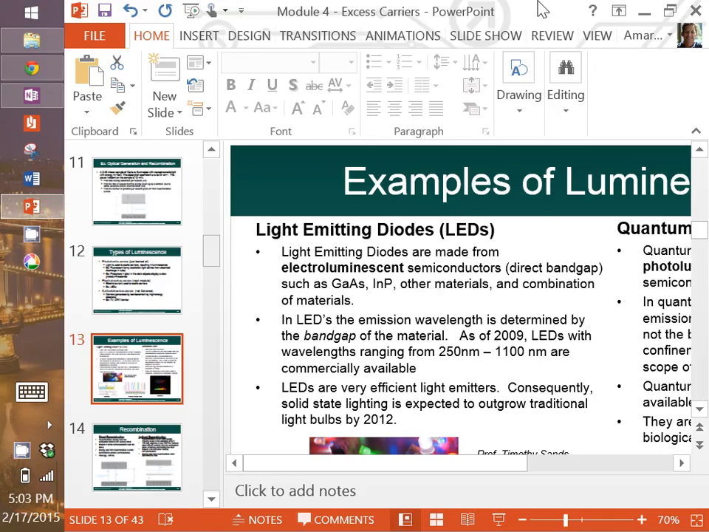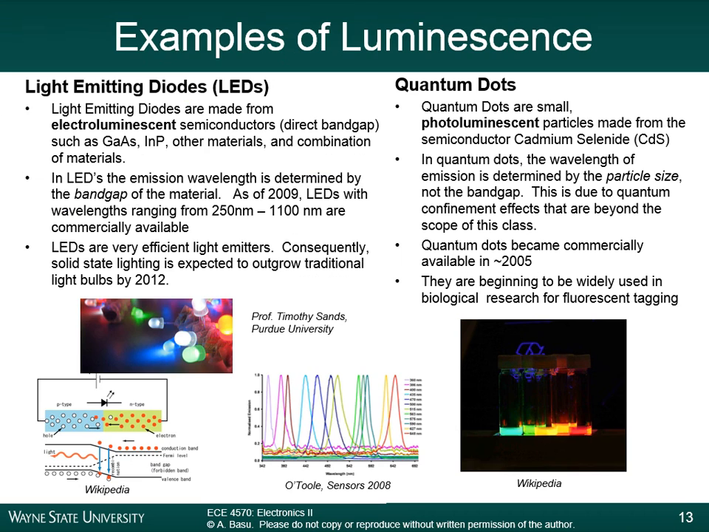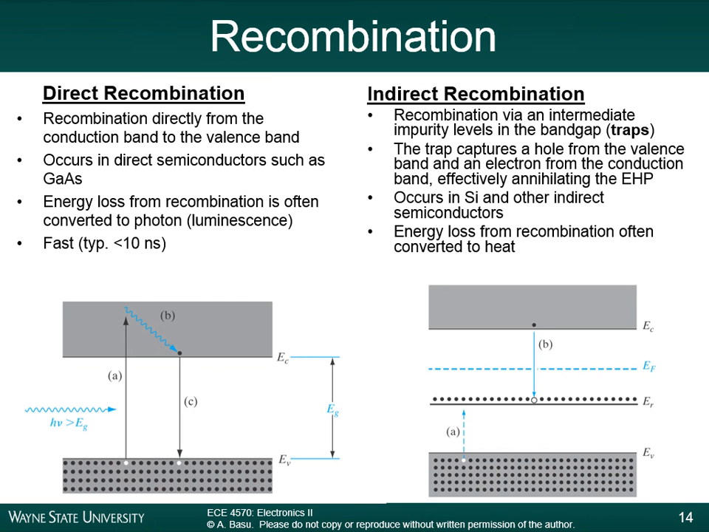Okay. All right. So we have then 15 minutes left. Let's go over some more material. So we talked about luminescence. Now let's talk a little bit more about recombination. There are 2 types of recombination: direct recombination and indirect recombination.